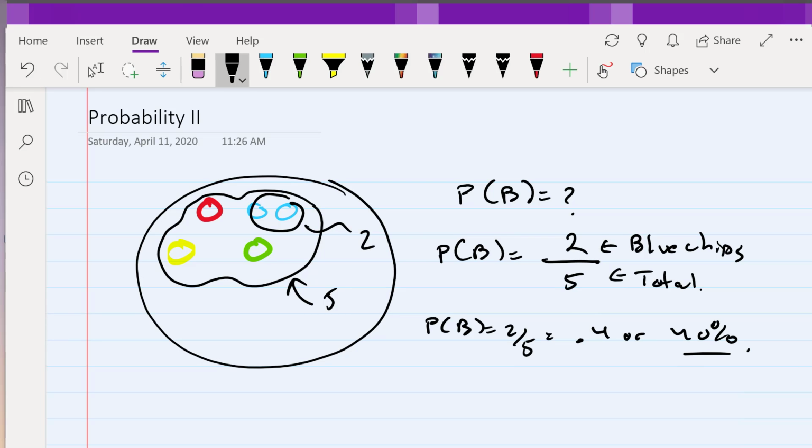And it kind of makes sense that the probability of choosing a blue chip would be higher since there are 2 blue chips as opposed to only 1 red or 1 yellow or 1 green.